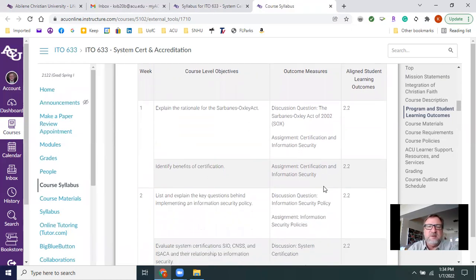So in week one, we'll explain the rationale of the Sarbanes-Oxley Act, and the discussion question will focus on the Sarbanes-Oxley Act of 2002. The assignment will focus on certification and information security. We'll also identify the benefits of certification. The assignment will be on certification and information security.